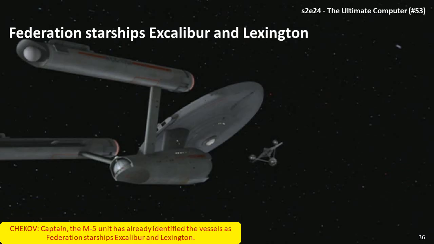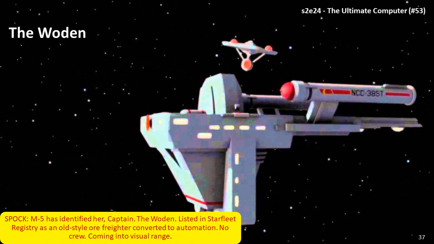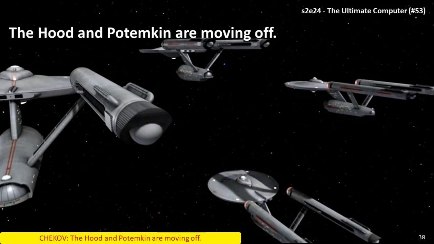In the episode we see two other Federation starships similar to the Enterprise, which I assume are called the Excalibur and Lexington. We also discover another spacecraft in this episode, an unmanned ore freighter called the Voden. We discover yet two more starships similar to the Enterprise, that is a total of 4 starships. In this case they are called the Hood and Potemkin.